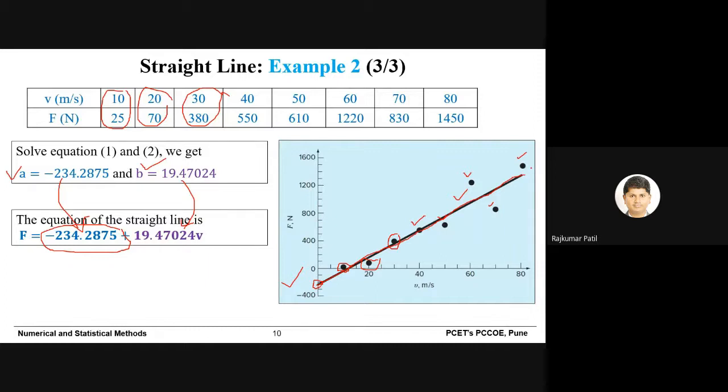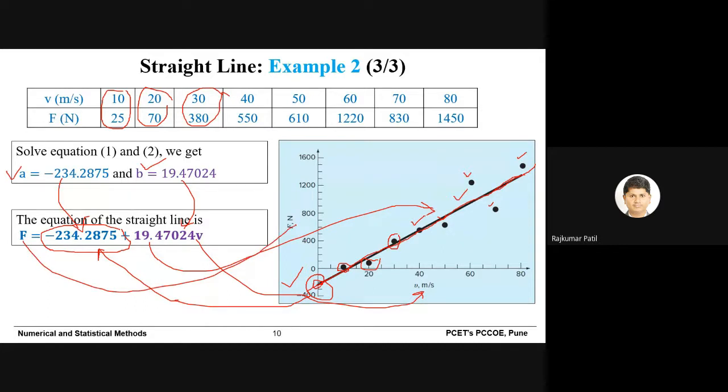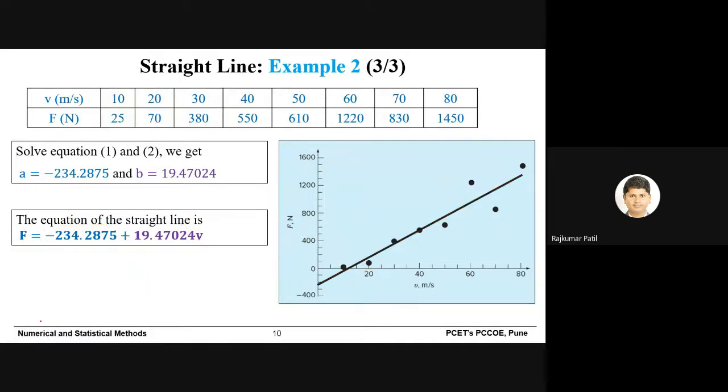When you extend this straight line and look at the point where it intersects the y-axis, that will be the value of a that you can see here. And the value of b generally decides the slope of the straight line. You can see V is on the x-axis and F is on the y-axis. So this is the graphical meaning of the values a, b, F and V.